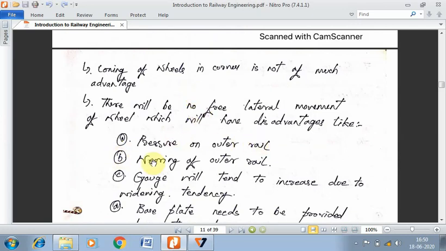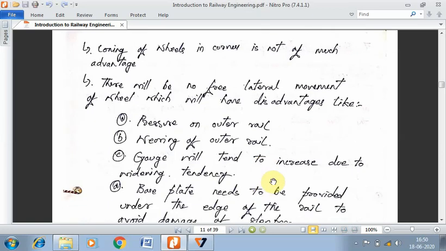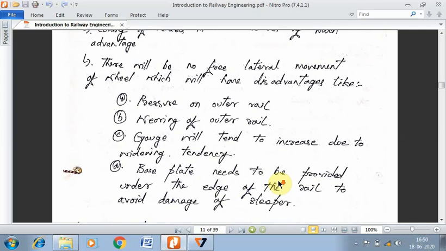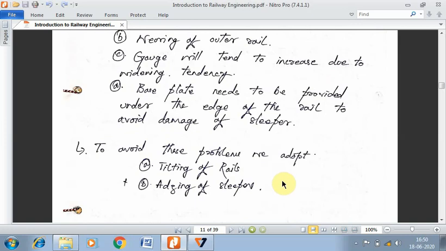It is observed to wear the outer rail too much, and the gauge also tends to increase due to the widening tendency because of the lateral thrust, right? The track gauge starts increasing, and also you might have to provide additional components to see to it that the track rests intact on the system. Now, to avoid this kind of thing, we provide something called tilting of rails and adzing of sleepers.